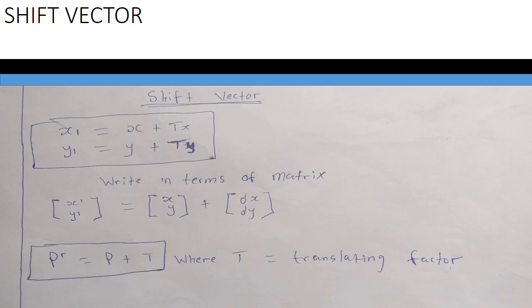So let's take a look at the next write-up, which is written in terms of matrix. We are to convert our x1, y1 into matrix form. This is how we convert x1, y1 into matrix form, which have to be separate. As we can see, it has brackets that close on both sides of x1, y1 equals x, y plus dx and dy. So this is known as matrix form. And we have P' = P + T, where T represents the translating factor.